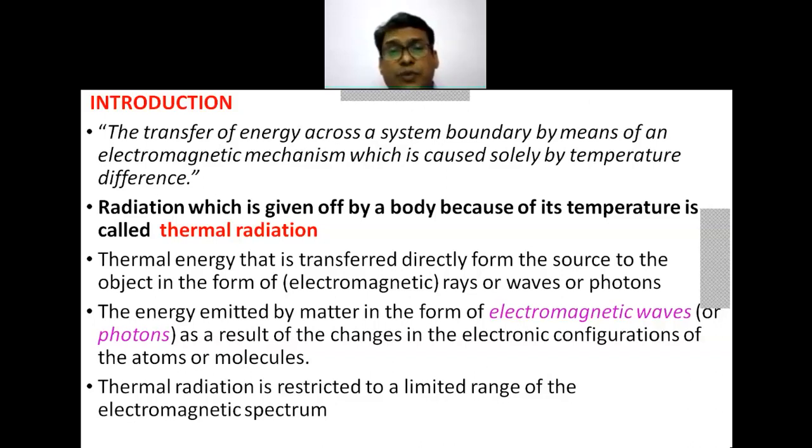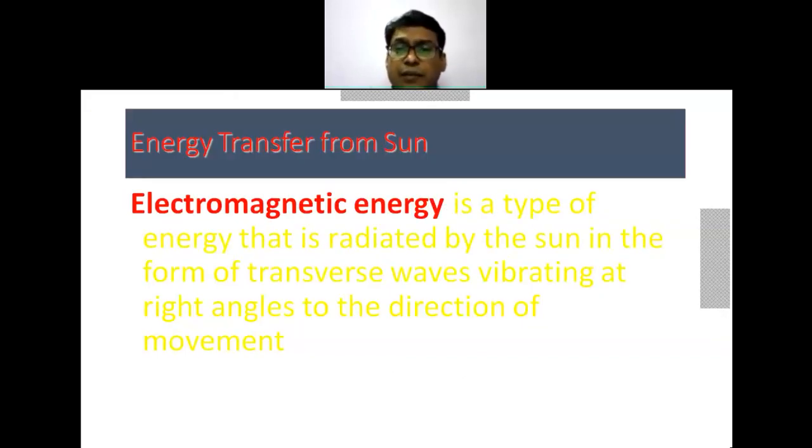The thermal energy is transferred directly from the source to the object in the form of electromagnetic rays, waves, or photons. It can be in the form of rays, waves, or photons. The energy is emitted by matter in the form of electromagnetic waves as a result of change in electronic configurations of the atoms or molecules. This thermal radiation is restricted to a limited range of the electromagnetic spectrum. There are certain limitations for that.